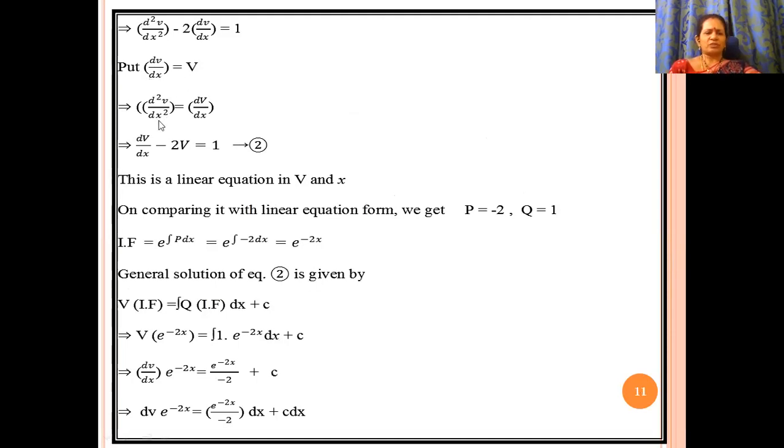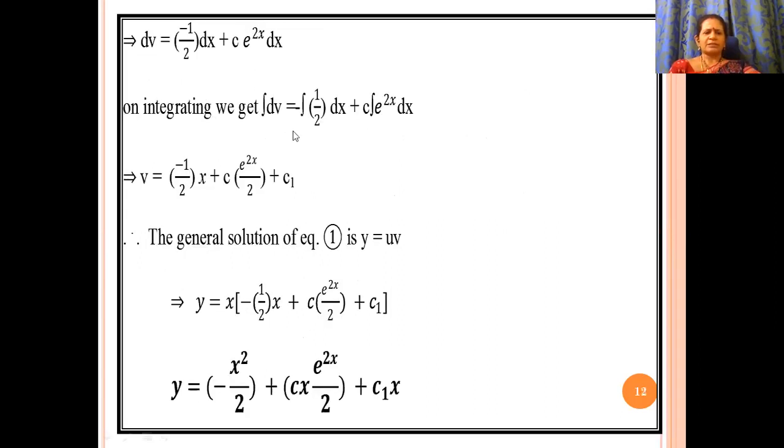Finally, dv by dx is equal to capital V. Then this is a linear equation. We have to compare this with the standard linear equation. Then P and Q are equal to these values. Then find the integrating factor. After that, find the general solution. This is the formula for the general solution. Finally, we will get this. Then integrate it and we will get the V value. After getting V, write down the general solution of equation 1 as y is equal to uv.